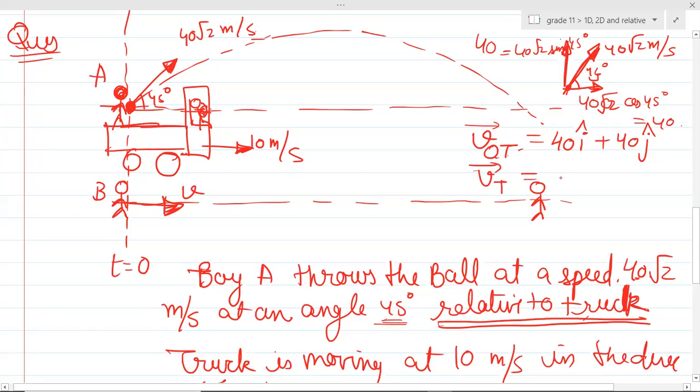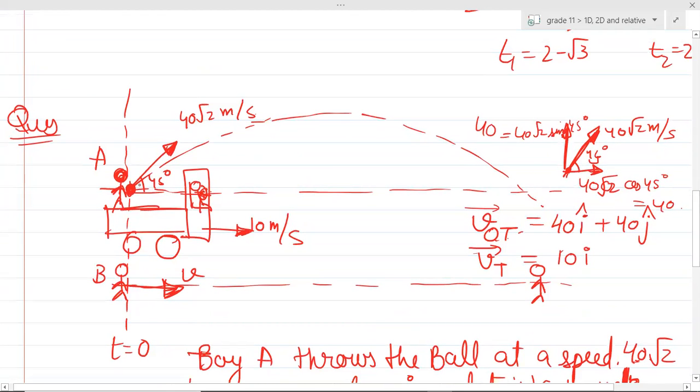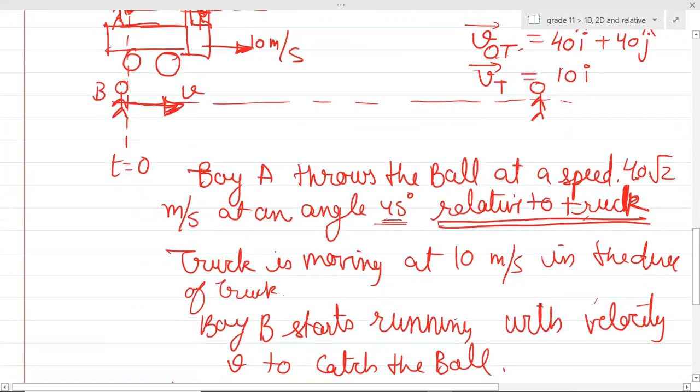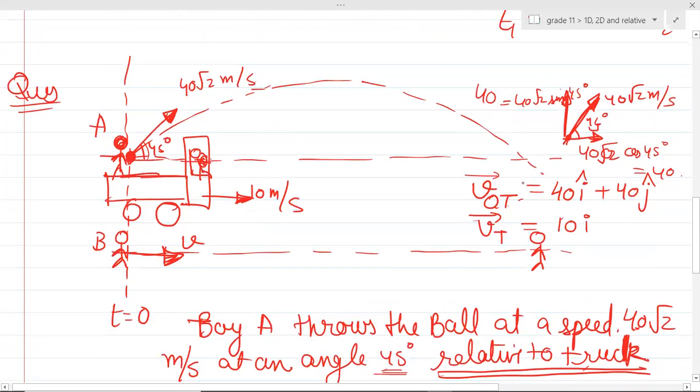I don't understand the top right thing. On top right, you have written something. Basically, remember this velocity was 40 root 2 meters per second at 45 degrees, but it was relative to the truck. That implies when the truck was at rest. So I just resolved it into two components: u cos theta and u sin theta.